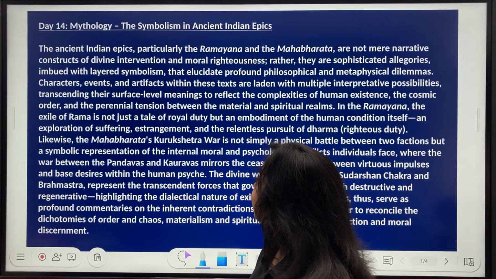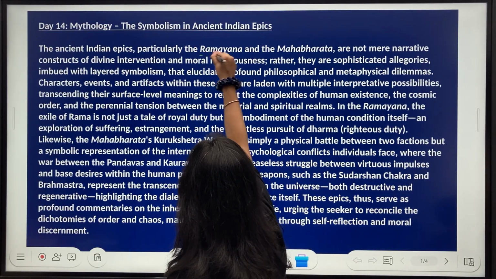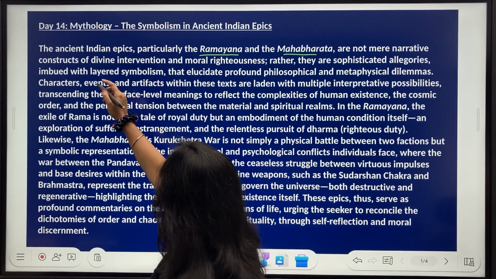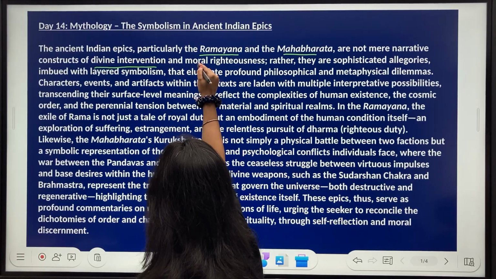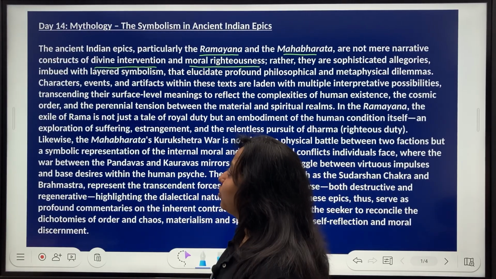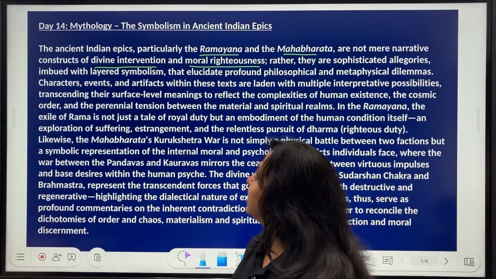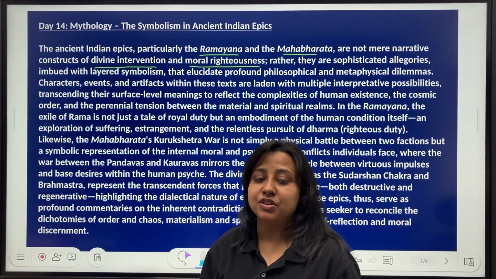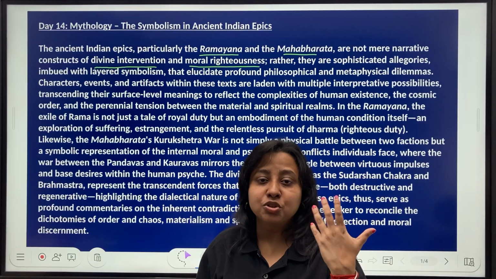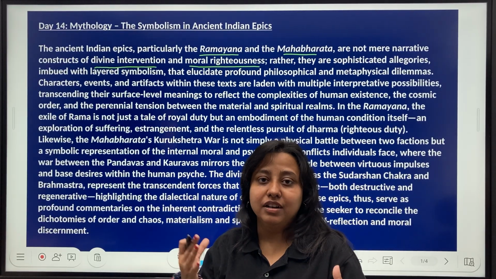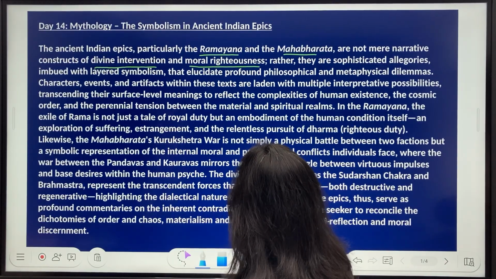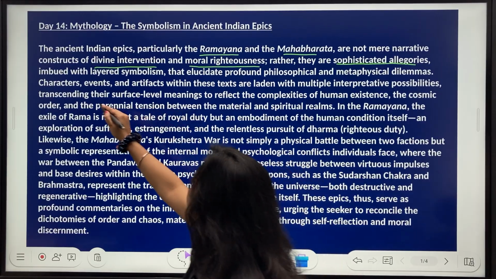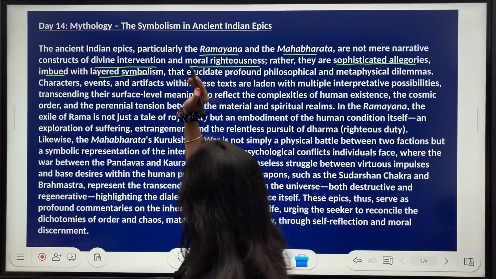The ancient Indian epics, particularly the Ramayana and the Mahabharata, are not mere narrative constructs of divine intervention and moral righteousness. What we are trying to discuss is the Indian epics. They are not just stories of how the supreme power intervened and designed the entire story. It's more than that. They are sophisticated allegories imbued with layered symbolism.